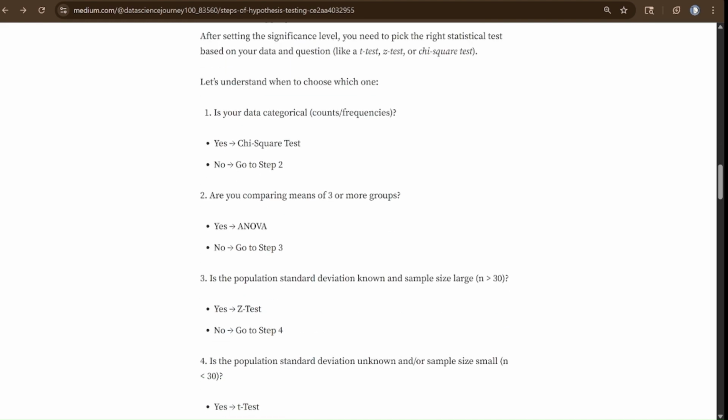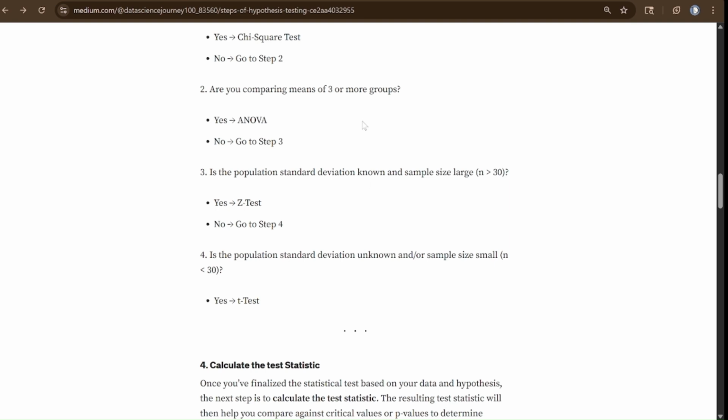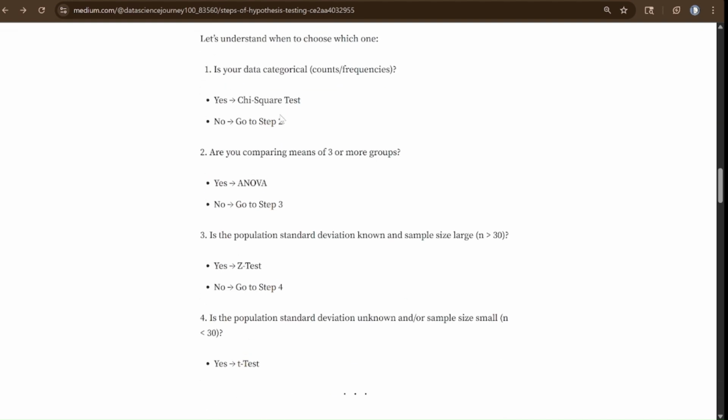Now once this is done, you have to choose which test you will apply. There are different types of tests. If your data is categorical, you have to choose chi-square. If you compare the means, then you have to go for ANOVA. If your population standard deviation is known and sample size is greater than 30, you will go for Z-test. If population standard deviation is not known and sample size is less than 30, then you will go for T-test. So depending on your sample size and sample type, you decide which will be your appropriate test.